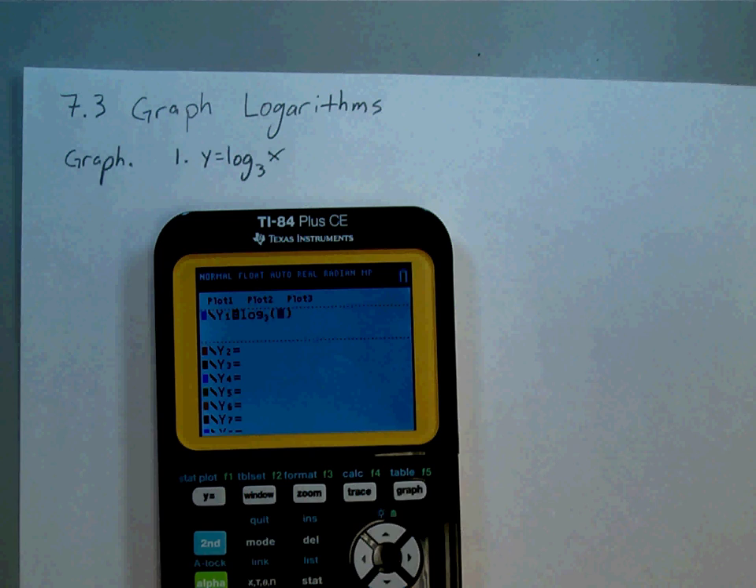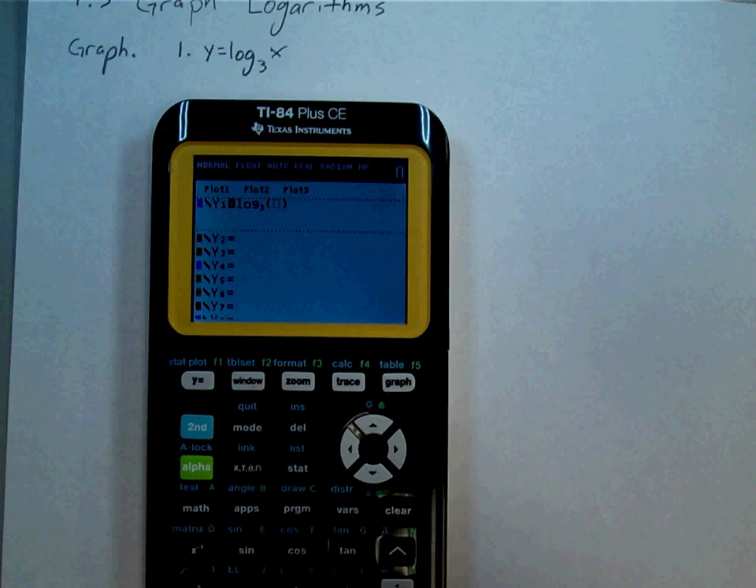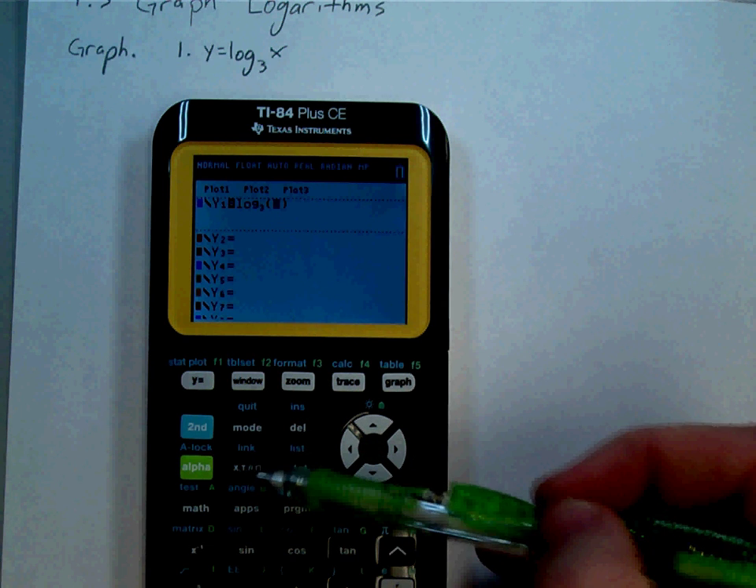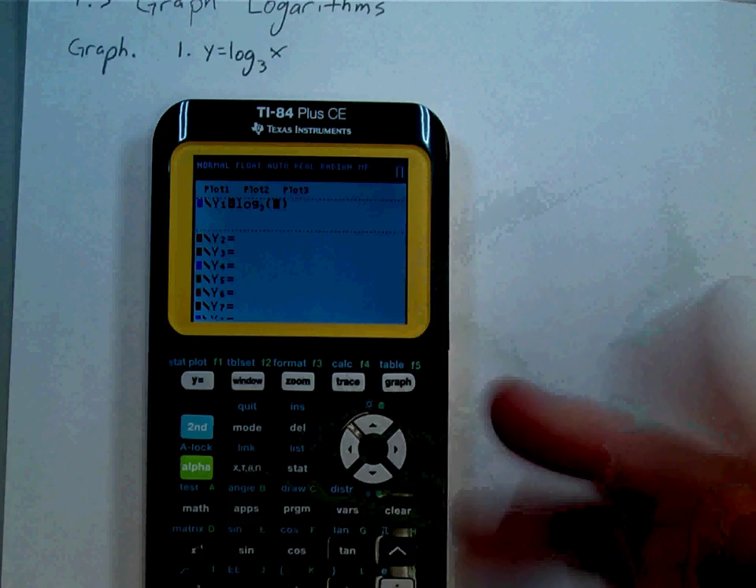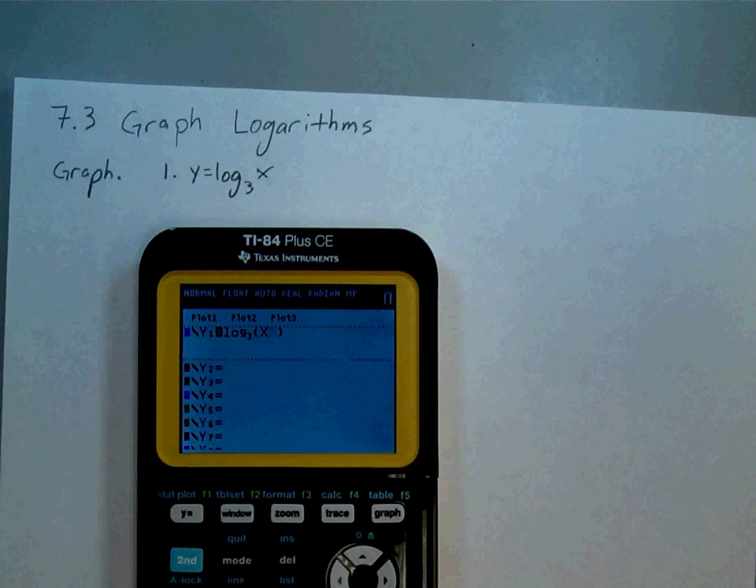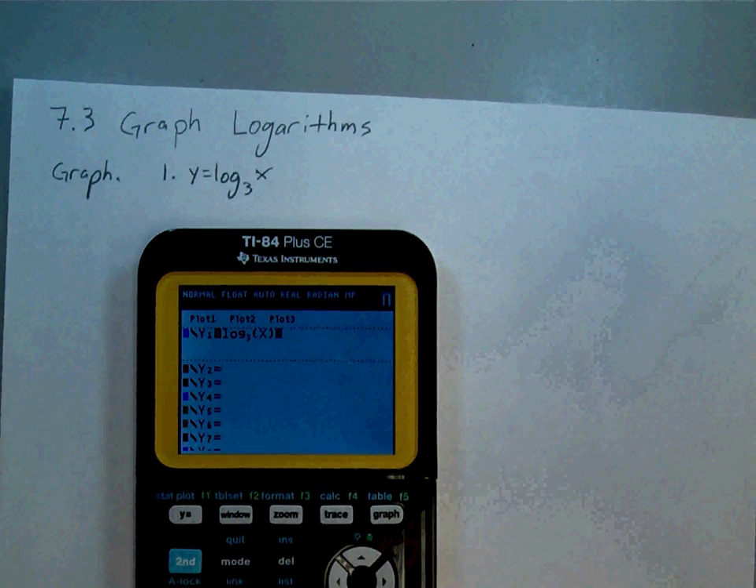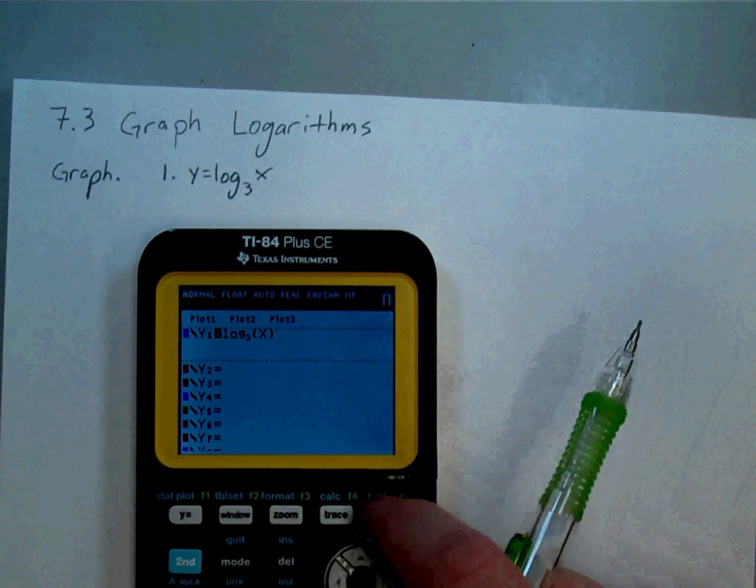Now I'm in the parentheses. What am I taking the log of? Just of x. For your x, use the button right next to the green alpha button, the x, t, theta, n variable button. Then arrow to the right to get out of there. And that's it. That's the equation. I'm going to go ahead and hit graph.